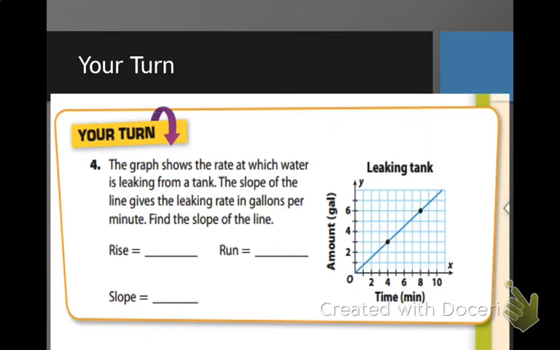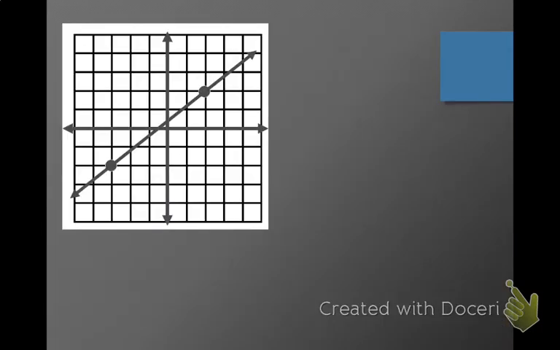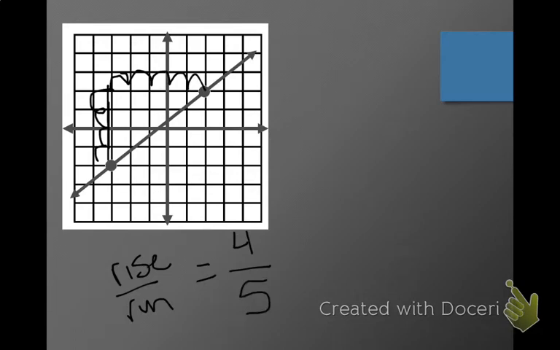Let's take a look at another one here. If we take a look at this one, we have 2 points drawn on this graph for us once again, and I am trying to calculate the slope, or the rise over the run. So I look at the change in the rise, or the change in the up and down: 1, 2, 3, 4 this time. And my change in run is 1, 2, 3, 4, 5, which makes my slope 4/5.